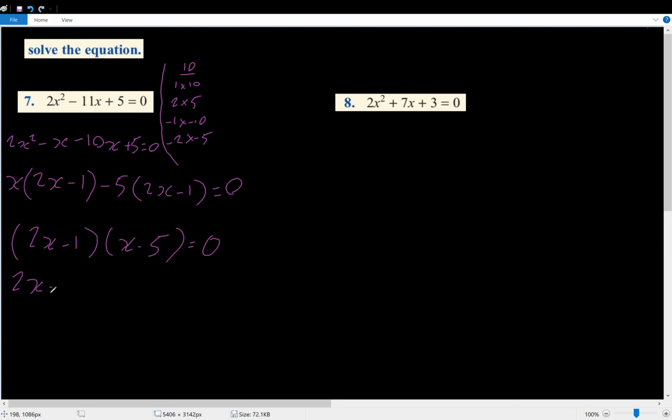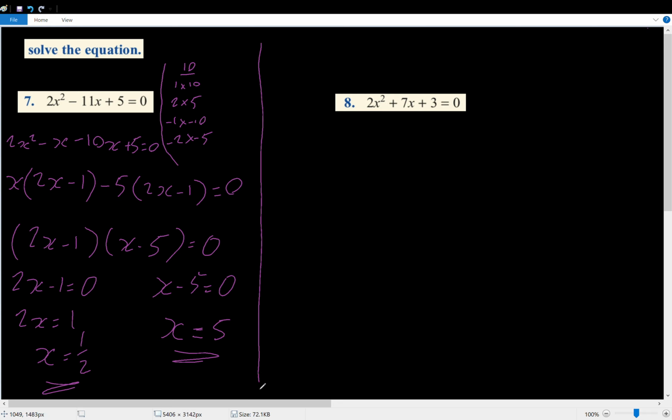So we have 2x minus 1 equals 0, and we have x minus 5 equals 0. And from there we just have to solve a linear equation. So for our equation on the left here we have 2x equals 1, which means x is equal to 1/2. And on the right we're just going to have x is equal to 5. And those are our two values of x for this quadratic equation. So we're going to have a look at question 8 as well, just to see this done out again.